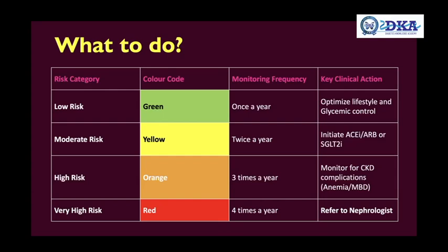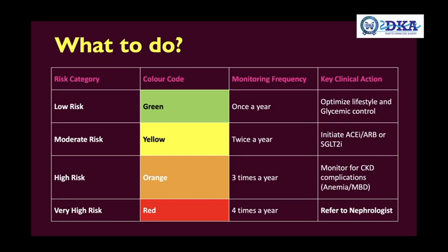So what do we do? If your patient is in the green zone, you have to monitor the patient every year and optimize lifestyle modification and glycemic control. If our patient is in the yellow zone, we have to monitor the patient twice a year and consider starting ACE inhibitors and SGLT2 inhibitors.